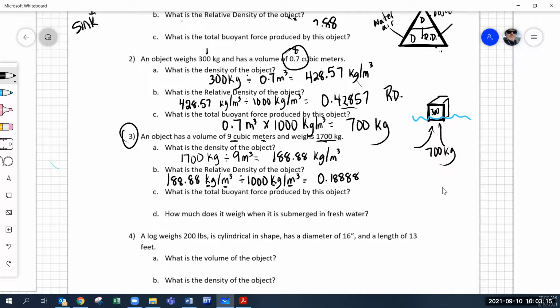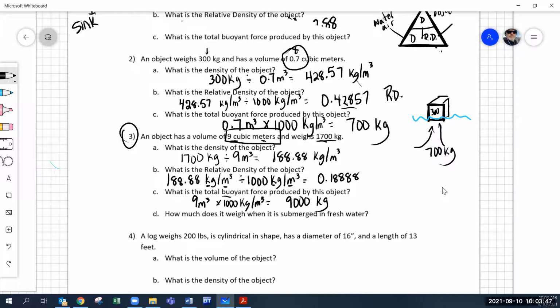So now we know what is the total buoyant force produced by this object. The buoyant force is directly related to the volume. So that's going to be 9 cubic meters multiplied by 1,000 kilograms per cubic meter. The buoyant force of this object is 9,000 kilograms.